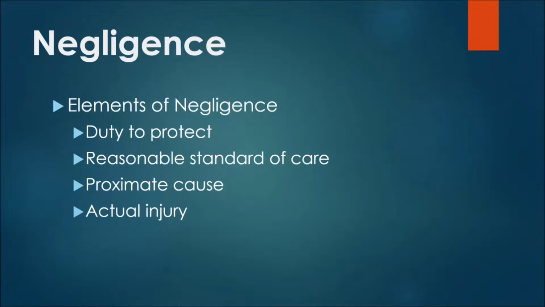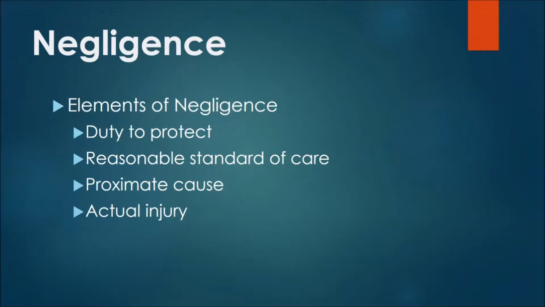The second element that must be proven is that the teacher failed to exercise a reasonable standard of care to protect his or her students from injury. Some of the degree of care is determined by the teacher's training and experience in the area, the student's age and disability, the nature of the environment and the activity, and the presence or absence of a supervising teacher.